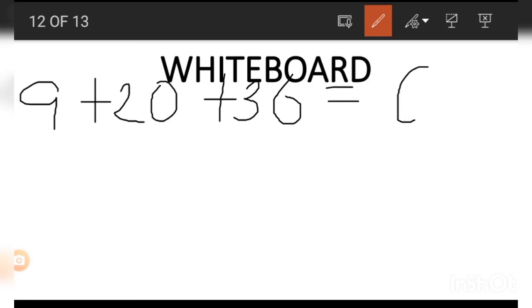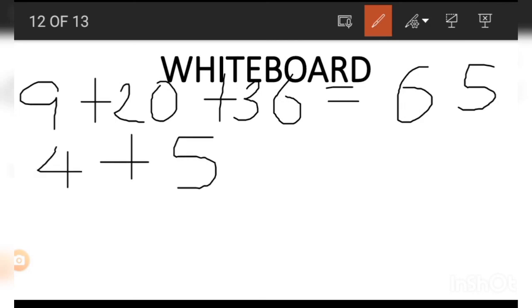When we add this up, we will get 65. Next, we are going to add up the part that represents 2 pets only. We have 4, we have a 5, and we have an 8. So when we add up, we will get 17.